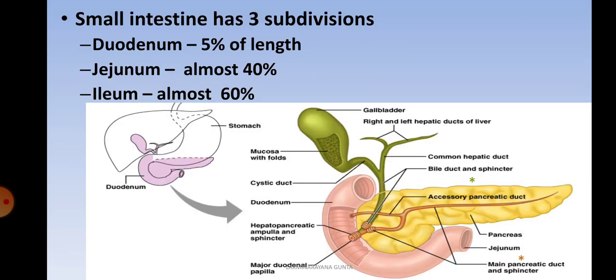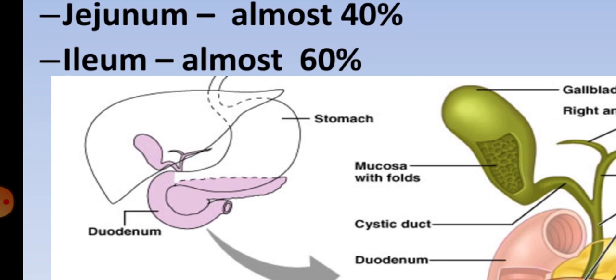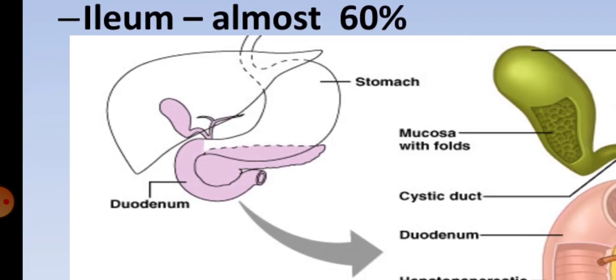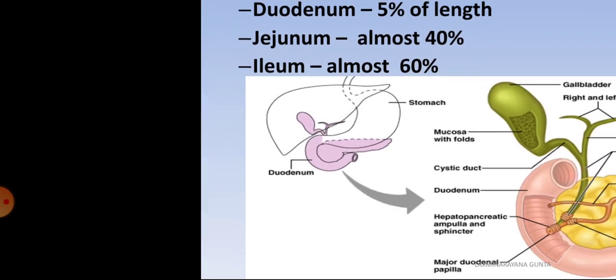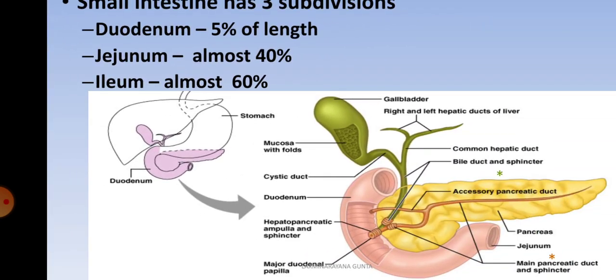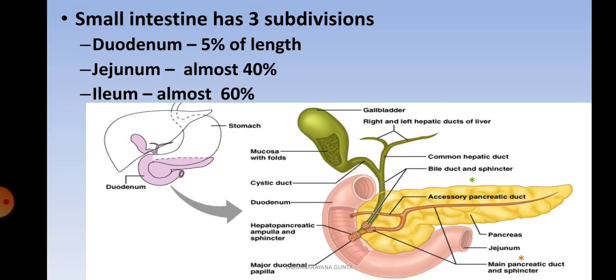The small intestine is again divided into 3 subdivisions: the duodenum, the first portion, which is a U-shaped structure. This U-shaped structure is called duodenum, and it is the smallest portion of the small intestine. The second portion is called the jejunum. It occupies about 40% of the small intestine. And the last and longest portion of the small intestine is ileum.